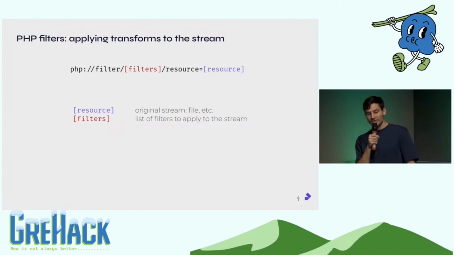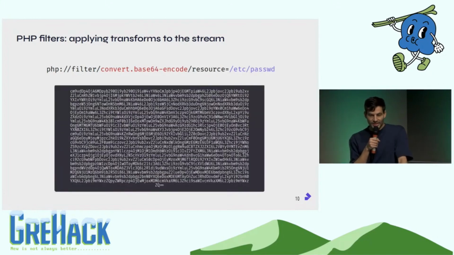The idea is that you indicate a resource, such as a file or an HTTP resource or an FTP resource, everything that we've seen before, and then you apply a list of transforms onto it. A very simple example, say that we want to read /etc/passwd and we want to convert it to base64. To do this, we can read /etc/passwd and then convert it, or we can use a PHP filter string such as this one, which indicates a single filter, which is convert.base64-encode, and the resource as /etc/passwd. And what you get is the base64 encoded version of /etc/passwd.